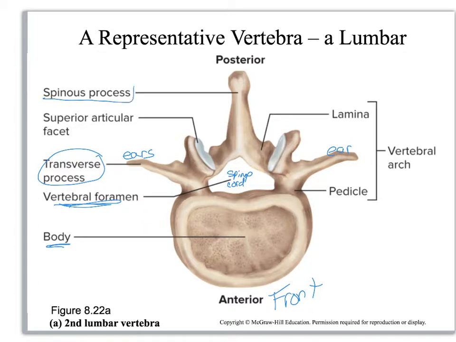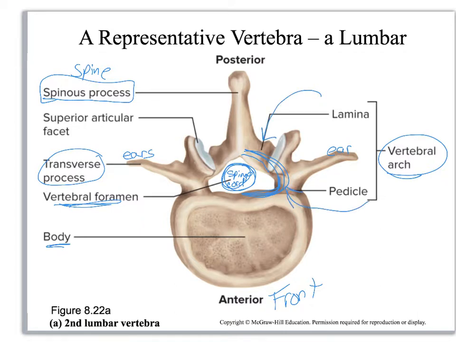Then you've got the spinous process. So when you feel your back and you feel the spine, you're feeling the spinous process, okay? Now, this hole, the vertebral foramen, is created by these edges of bone here and here, okay? This section from here to here is called the vertebral arch, and it's made up of 2 things. In the back, you have the lamina, and in the front, you have the pedicle. And then, of course, you've got the body right here, and so forth.